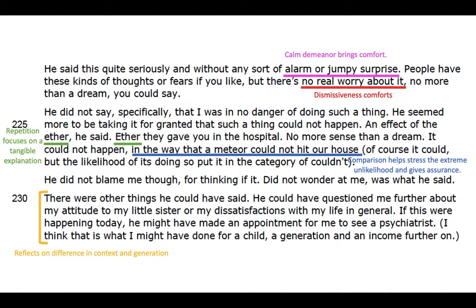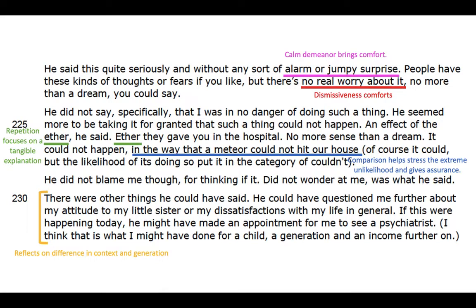The comparison helps stress the extreme unlikelihood and gives her assurance. He's basically saying there's no way you're going to kill your sister. You're not going to strangle your sister. Just like a meteor's not going to hit our house. So again, he's just totally dismissive, totally calm about it. And he's given her a tangible explanation as to why she's thinking or feeling these things. And it helps. "He did not blame me though for thinking of it, did not wonder at me." So he's just completely reassuring.